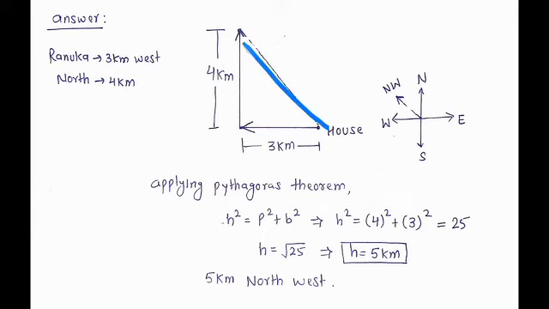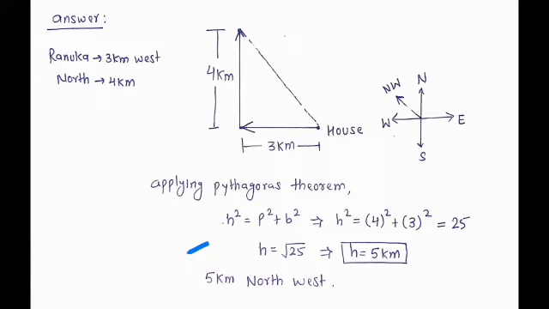So I have joined the end point with the starting point with a line, and I need to find the value of this line because this is the shortest distance between the end point and the starting point. Now you can clearly see this is a right angle triangle with one angle being 90 degrees. So we can apply the Pythagoras theorem, and it has already been discussed.